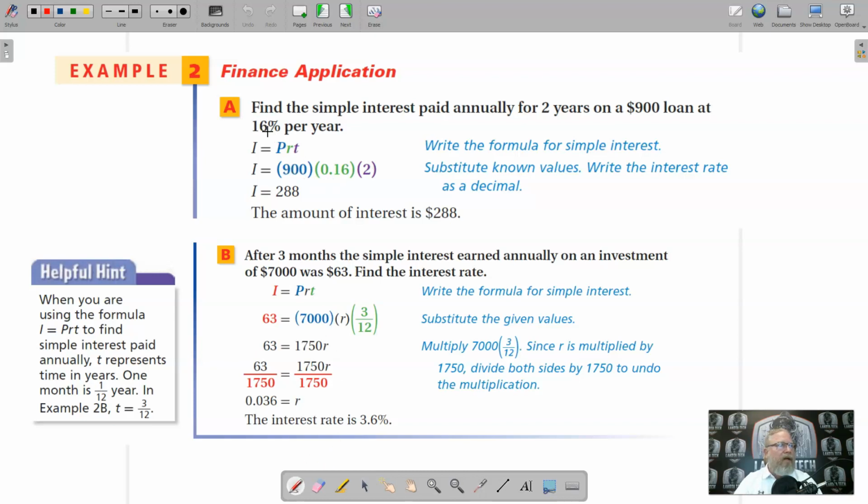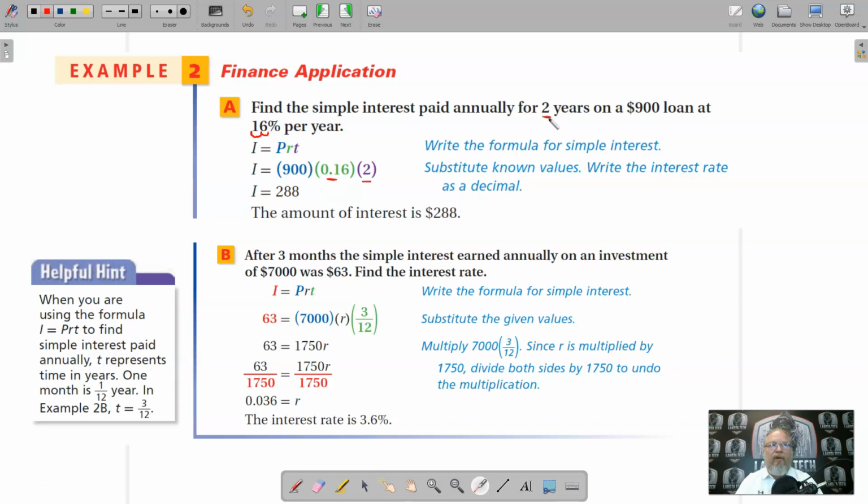So we're going to go ahead and take that decimal and move it over 2 places. And we're going to get 0.16. And then the number of years is 2. So we plug in a 2 there. Now, if you plug all this into a calculator, 900 times 0.16 times 2, you'll get 288. So the amount of interest is $288.